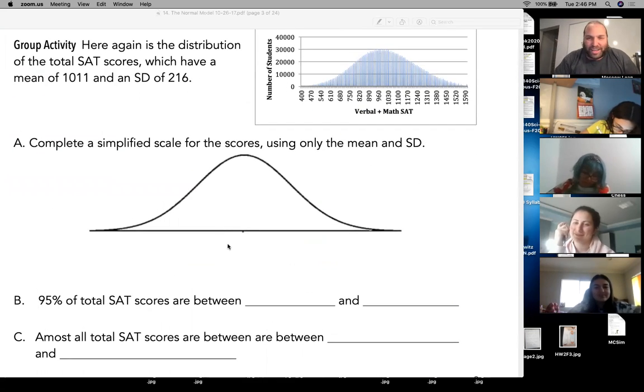You're all liars. Okay, here again is the distribution of total SAT scores, which has a mean of 1,011 and a standard deviation of 216. Complete a simplified scale for the scores using only the mean and the standard deviation. So what number goes directly in the center? 1,011.